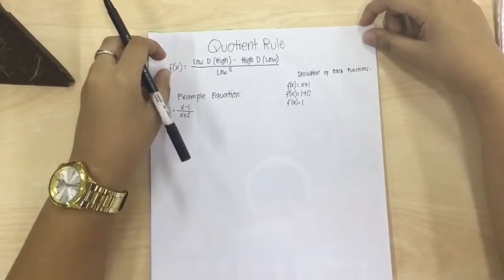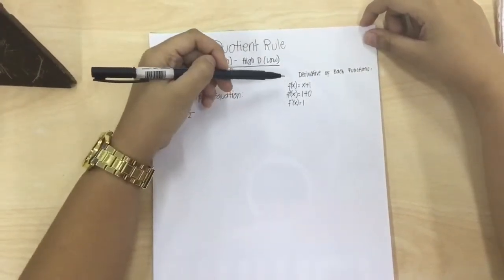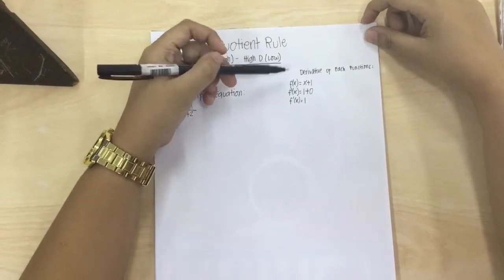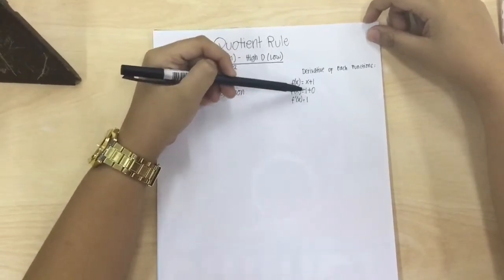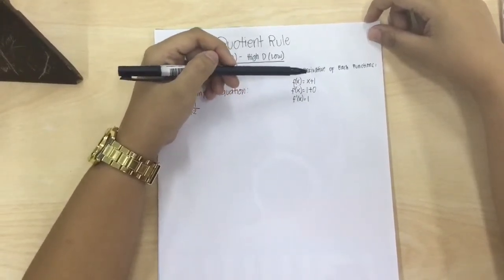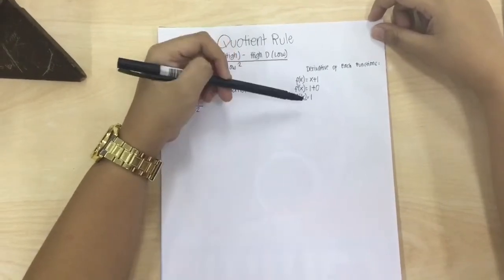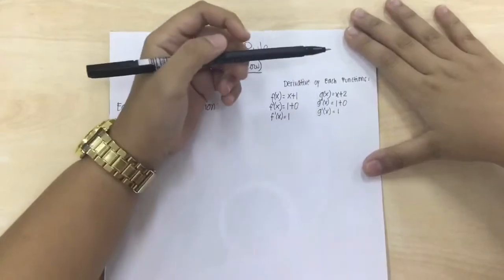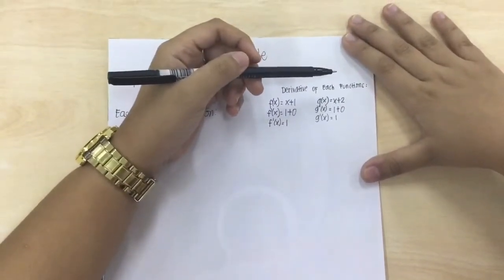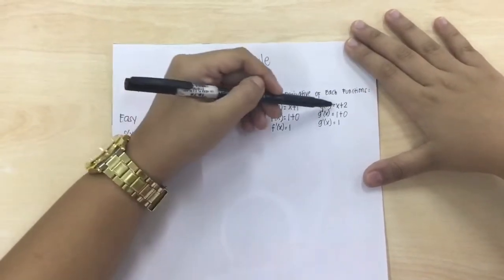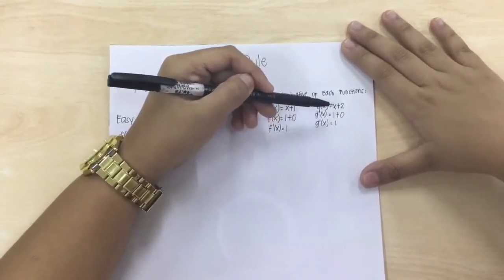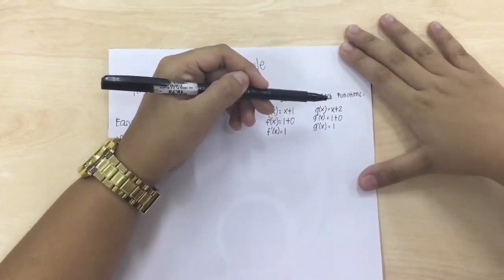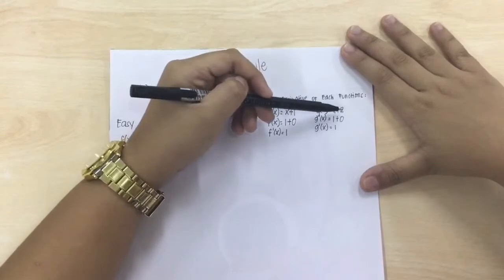First, we have to get the derivatives of every function. Using the power rule, the derivative of x is 1, and using the constant rule, the derivative of 1 is 0. For the second function, using the power rule, the derivative of x is 1, and using the constant rule, the derivative of 2 is 0.